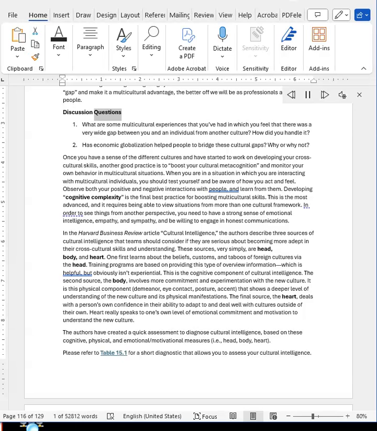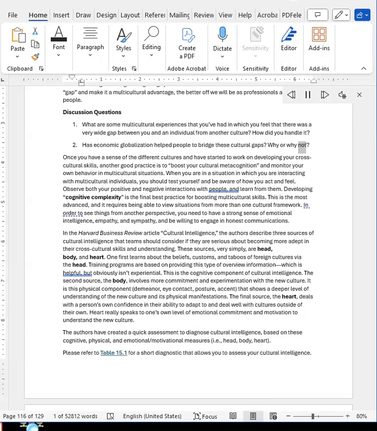Discussion questions. What are some multicultural experiences that you've had in which you feel that there was a very wide gap between you and an individual from another culture? How did you handle it? Has economic globalization helped people to bridge these cultural gaps?